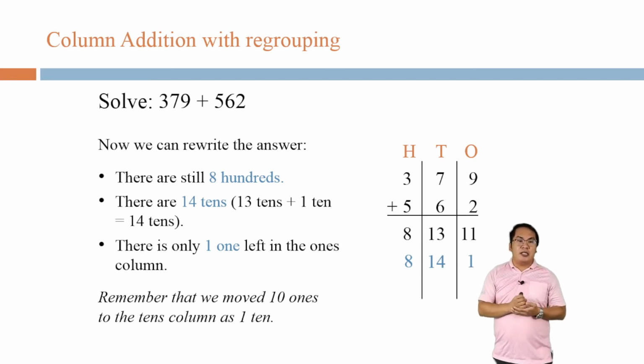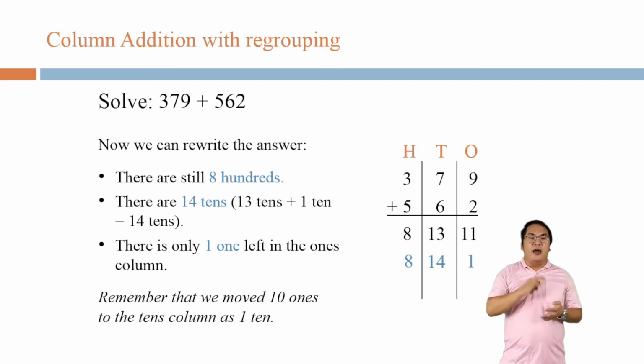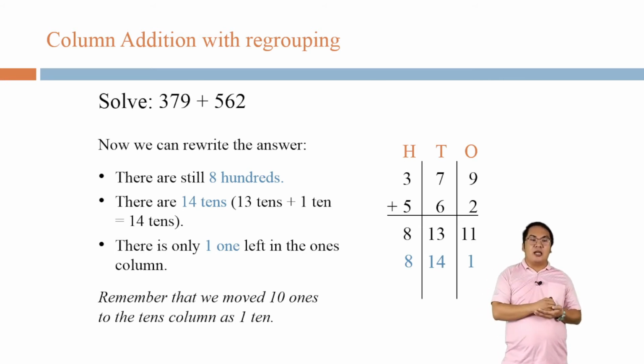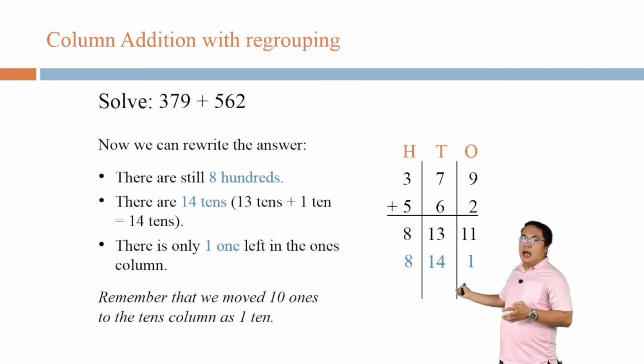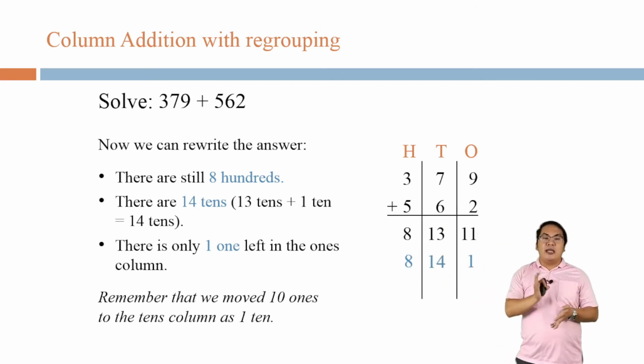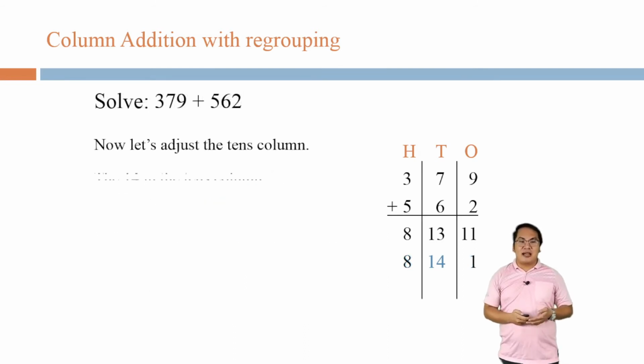First, there's still an 8 in the hundreds place. We're just going to put it there. There are 14 tens, since 13 plus 1 is equal to 14. There is only 1 ten left in the ones column, so we're just going to move it to the hundreds place like this. So the 8 here becomes, what do you think? Very good. It becomes 9.